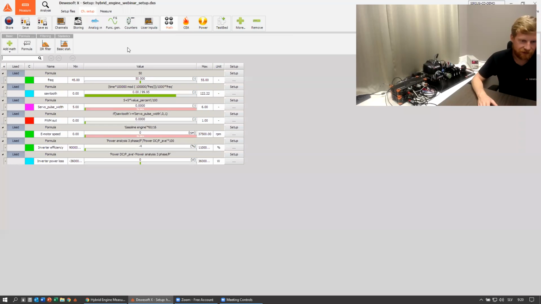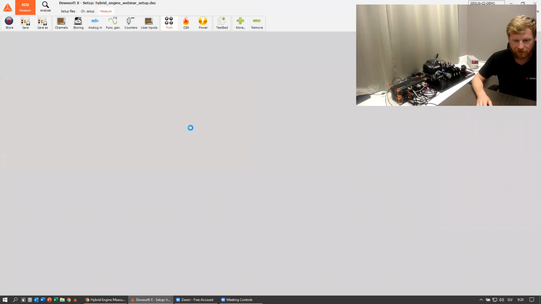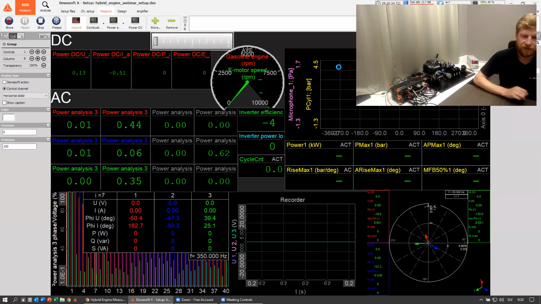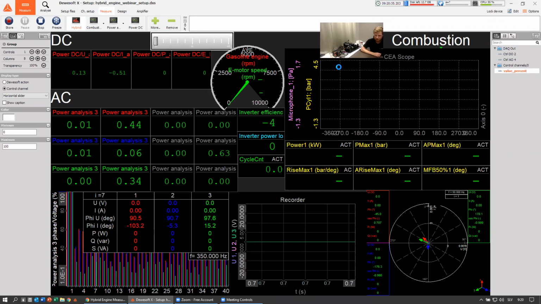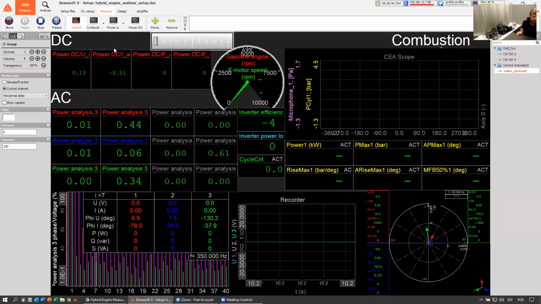So let's give this a try. We go to measurement. So I already prepared one measurement screen. Let me just make this a bit smaller. So it might be that the motor will be a bit loud, so I hope you can hear in between. I'll just make a short measurement.